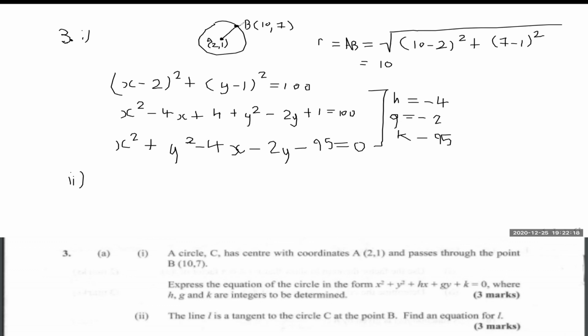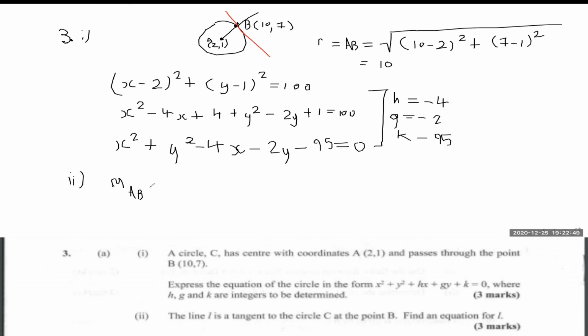So the line L is a tangent to the circle at B. Find the equation of the tangent. In order to find the equation of the tangent, the first thing we need to do is find the gradient of the tangent. To find the gradient of the tangent, we first find the gradient of the normal. It is the gradient of AB. This is the normal, and the normal is perpendicular to the tangent.